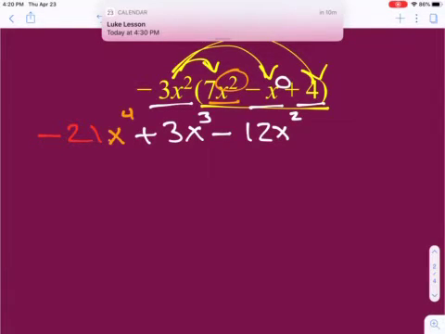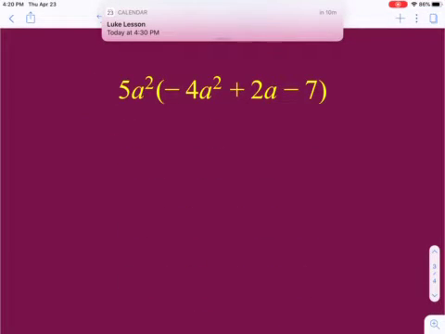And then really, at this point, there's nothing else you can do to it because you can't really simplify it or combine any like terms because you've got x to the fourth, you've got x to the third, and you've got x squared, and you can't combine any of those. Remember, the variable has to be the same and the exponent needs to be the same. So that's kind of the basic premise of how this works. So let's look at another couple examples.